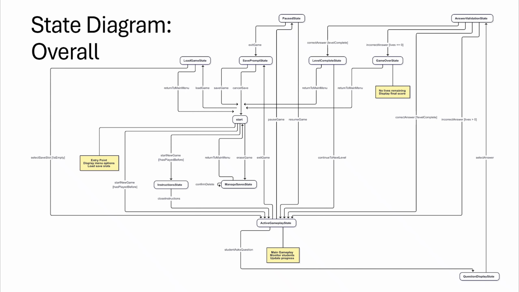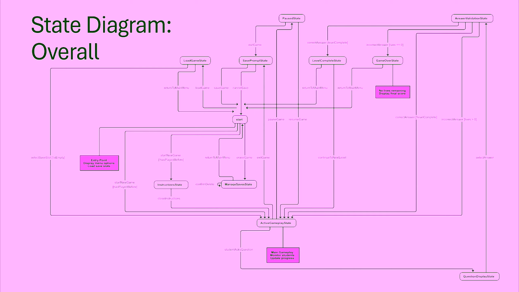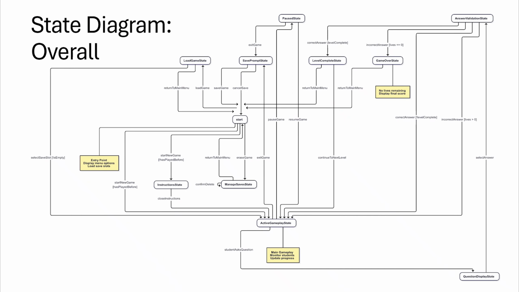During active gameplay state, answering questions leads to answer validation state. From here, the transition depends on guard conditions. Correct answer with progress under 100%, this returns to gameplay. A correct answer at 100%, this goes to level complete state. Incorrect answer with lives remaining continues gameplay. An incorrect answer with 0 lives transitions to game over state.